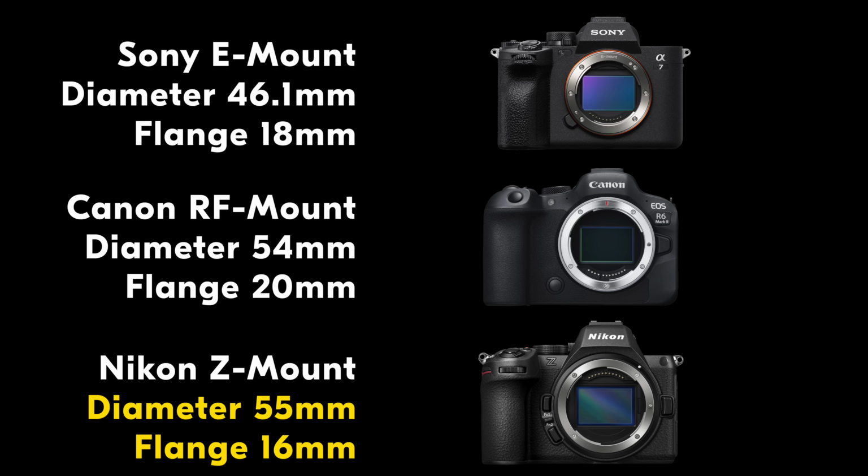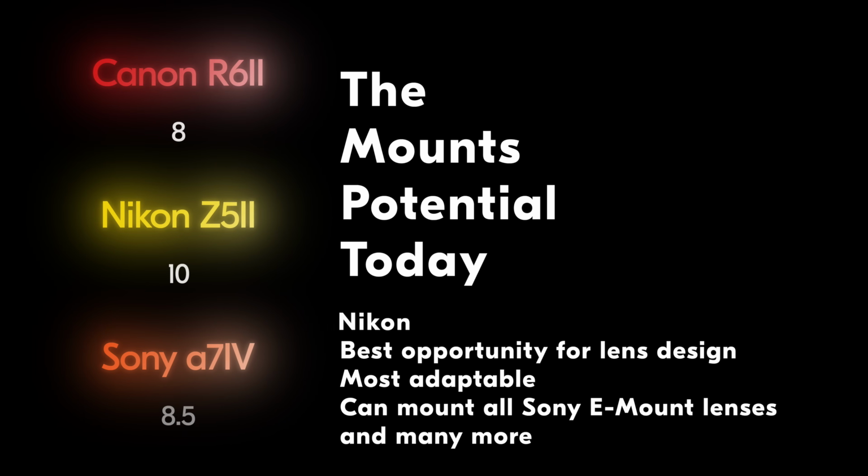What does the largest and closest mean? Well, not only does it give great opportunity for optical design, but it also makes the mount the most adaptable. Being this adaptable means the Z mount can do something that the RF and the E mount can't do. The Z mount can attach both Z mount lenses as well as E mount lenses and get full functionality out of both. That means the Z mount has access to everything this Sony E mount does, along with everything the Z mount has access to. For today's modern cameras, it would be the most accessible mount, with the largest range of lenses available.